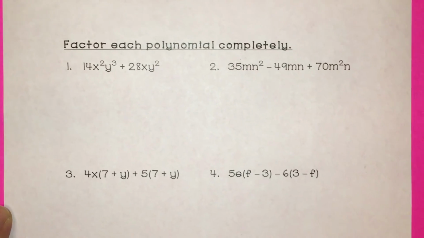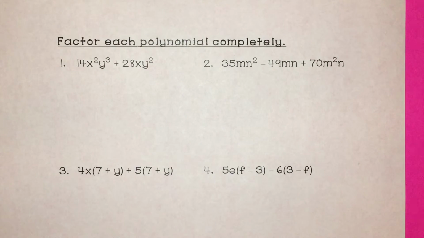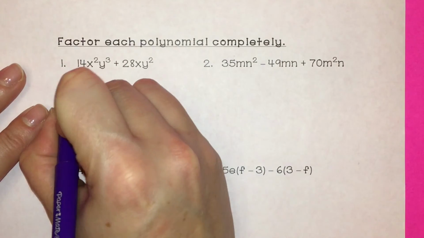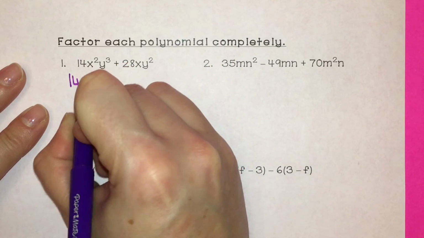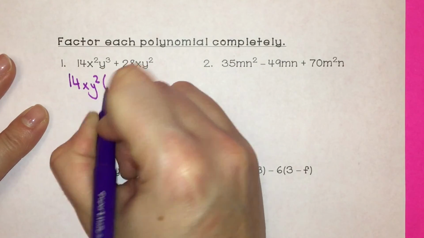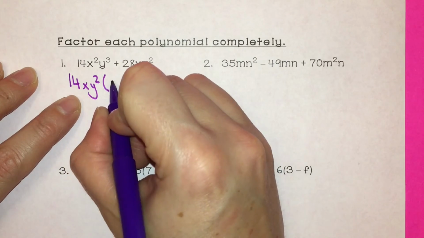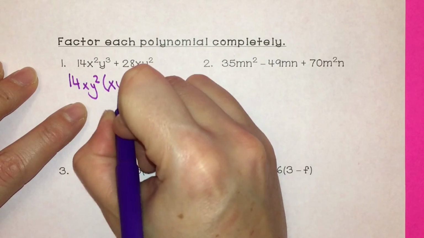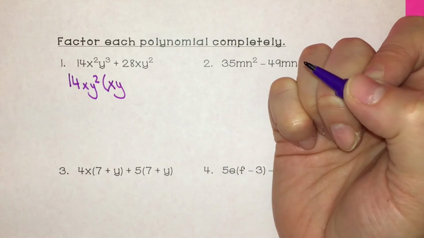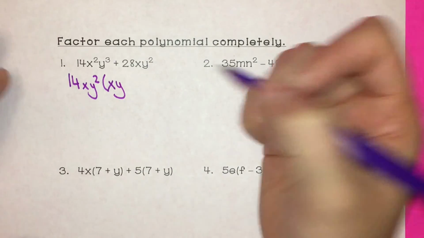All right, so I'm going to let you try 4 on your own. Go ahead and try them out. You can pause it here, come back when you're ready for the answer. All right, the first one, we're going to factor out 14xy squared. 14 divided by 14 is 1. X squared divided by x is x, and y cubed divided by y squared is y. And if you left it 1xy, that's the same thing as xy.